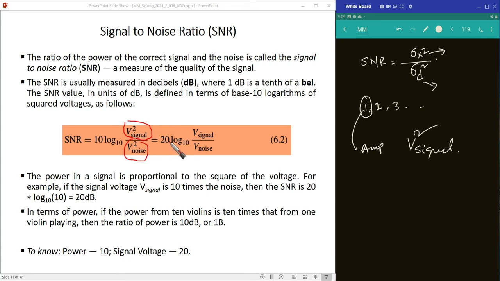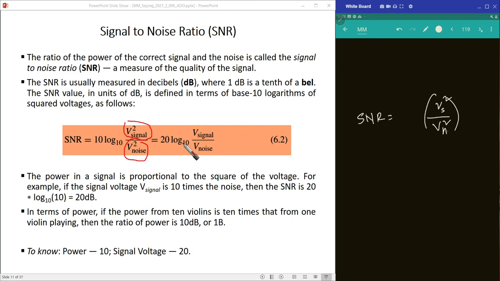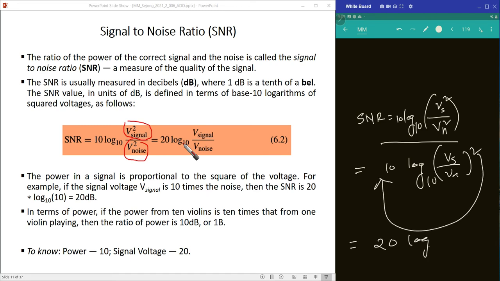Now, if you think about it like this, SNR is your signal power divided by noise power, just in another form. And if you convert into dB, it becomes 10 log 10. So we can represent it as 10 log 10 of Vs divided by Vn, squared. Now you can take this square out, so it becomes 20 log 10 of Vs divided by Vn. So for signal power divided by noise power, you multiply by 10. And if you consider only voltage or amplitude, you are not considering this square, so at that time you multiply by 20.